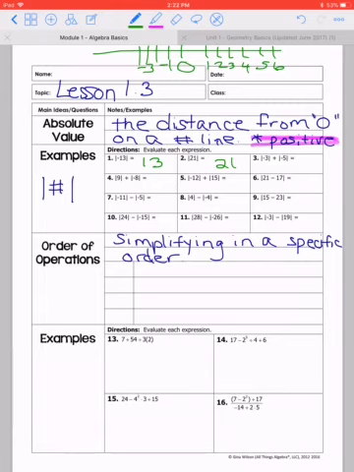Let's jump down and look at number 5. So on number 5, I have the absolute value of -12, and so that's going to give me a +12, plus the absolute value of 15, which is just 15. Now to solve this, you actually want to add them together, and so that's going to give you 27. Okay.